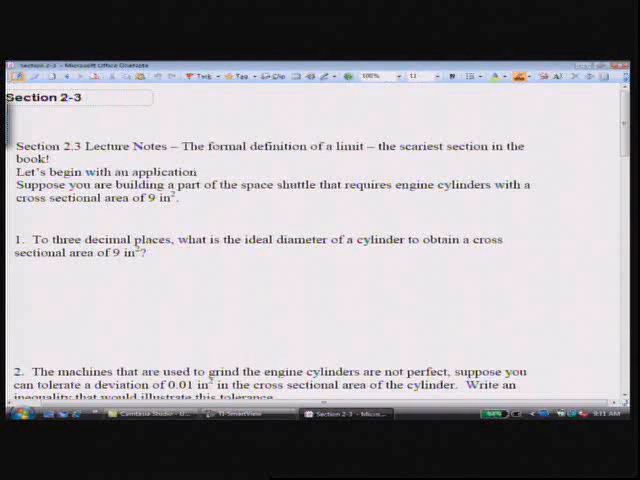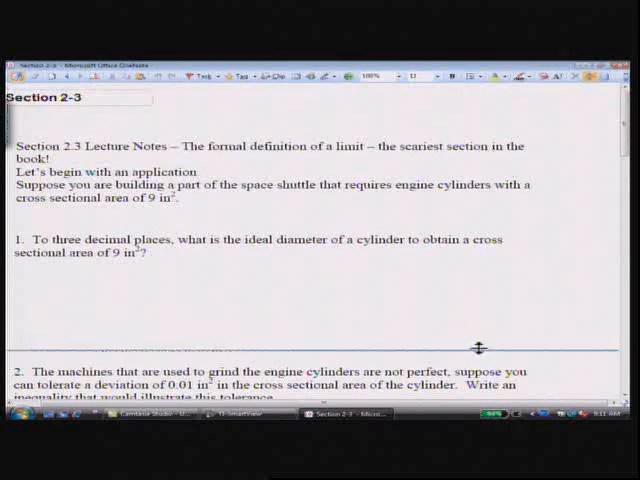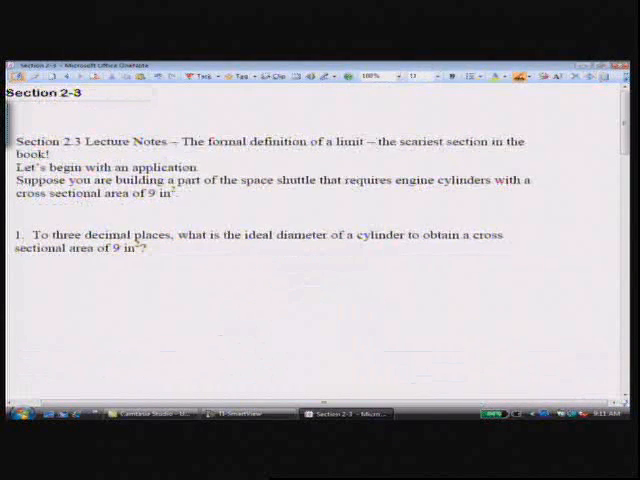Does that make sense? Okay, so let's do some thinking there. First, we want the ideal diameter, and then we'll talk about the tolerance. But first we're going to look at the ideal diameter.